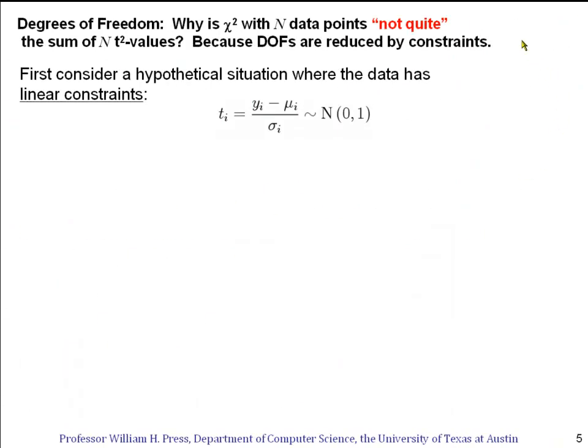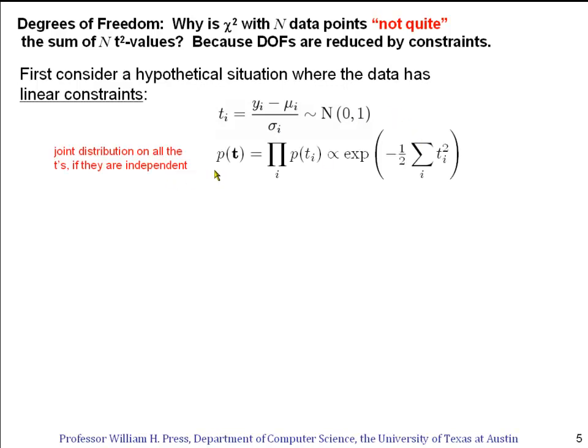Why are the number of degrees of freedom not exactly equal to the number of data points? Okay, let's first consider a hypothetical situation where the data has a set of linear constraints. So the data consists of a bunch of t-values that are each obtained by taking a measured value y, subtracting from the model here. I've changed notation a little bit. I'm going to call the model value mu sub i for each i, and dividing by the standard deviation. And by hypothesis, these are drawn from the normal distribution, the zero mean and standard deviation 1.